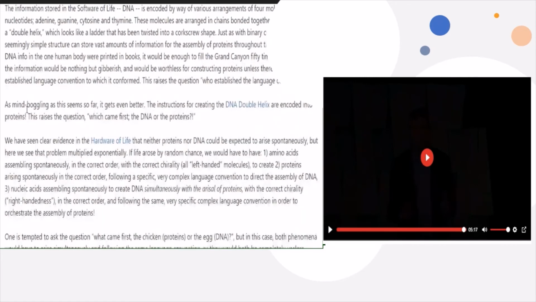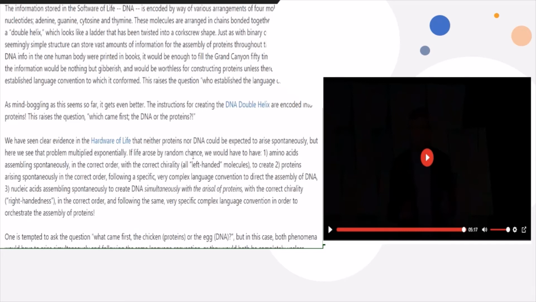Man, peep the slang. As mind-boggling as this seems so far, it gets even better. The instructions for creating the DNA double helix are encoded into proteins. This raises the question: which came first, the DNA or the proteins? We have seen clear evidence in the hardware of life that neither proteins nor DNA could be expected to arise spontaneously, but here we see the problem multiplied exponentially.